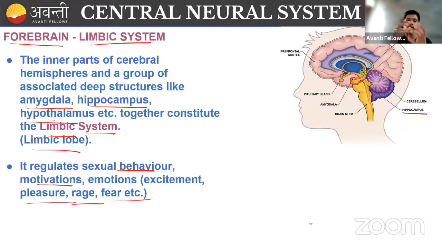Another primary region of your forebrain is your limbic system. It is an associated system that contains deep structures like the amygdala, hippocampus, as well as hypothalamus. So these three combined together form one lobe called the limbic system or limbic lobe. The limbic system is called the emotion center. It is responsible for sexual behavior, motivation, excitement, and all your emotions.